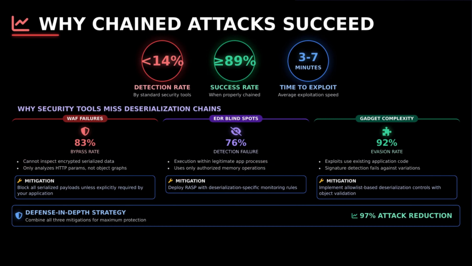Why do these chains work so well? Because 1. WAFs can't parse object graphs. 2. EDRs don't see code execution inside legit processes. 3. Gadget chains are too complex for signatures. That's why exploitation succeeds over 90% of the time. Defense requires a layered strategy, not single tools.